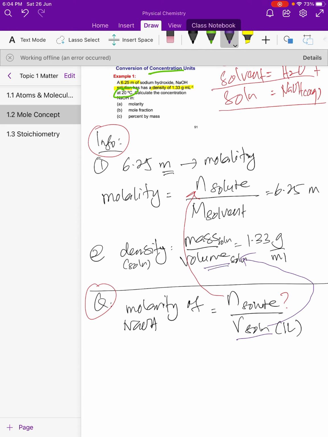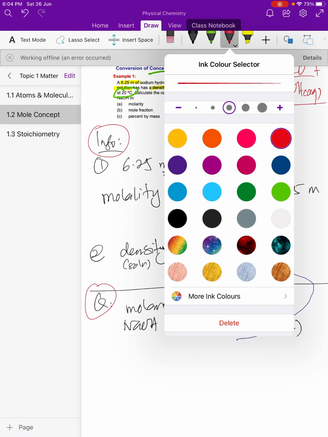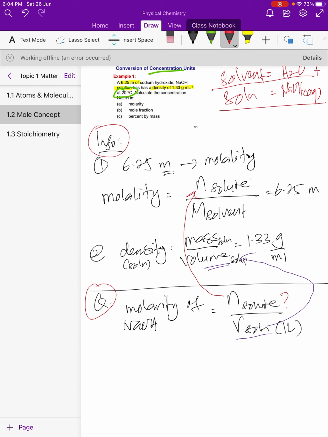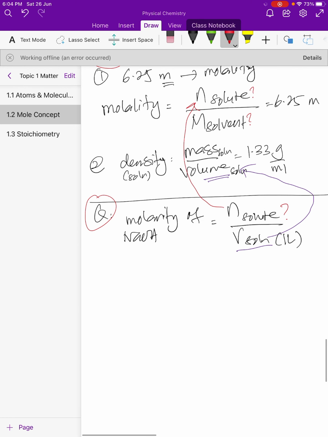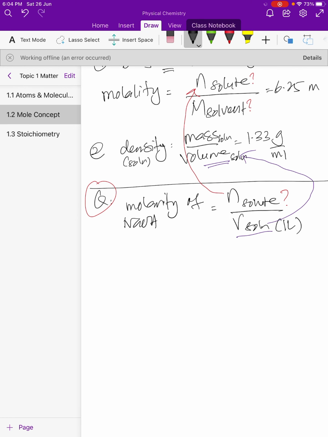Okay, that's where you can find the volume of solution. All right, but if I want to solve the mole of solute, I need to know the mass of solvent. However, if you remember in my previous video, I already said molality is defined as mole of solute dissolved in 1 kg of solvent.